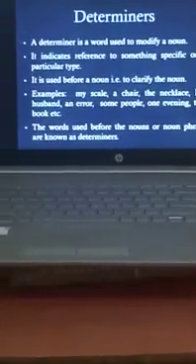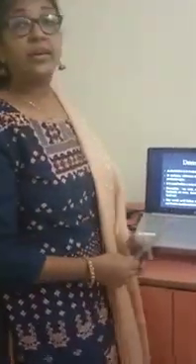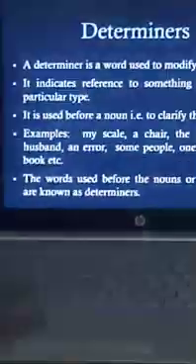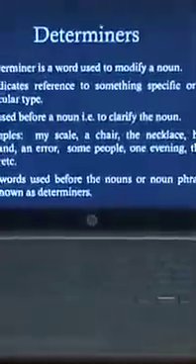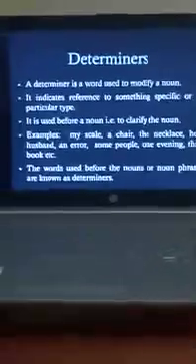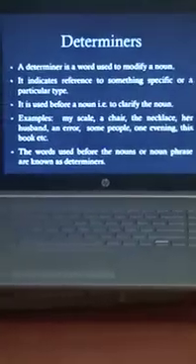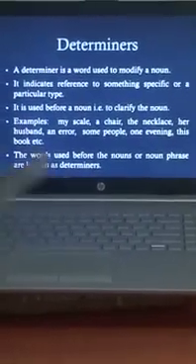Examples: my scale. See, I am telling that this scale is mine. So, my scale. Here the determiner is my. Now, a chair. So, chair is a noun. So, this is a general determiner, a chair. Then the necklace, again, general determiner. Her husband, specific determiner. Whose husband is that? Her husband. So, here the her is a determiner.